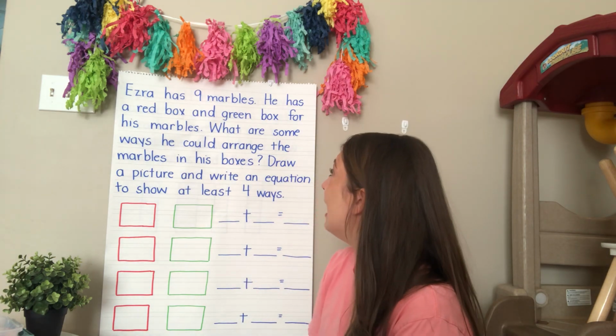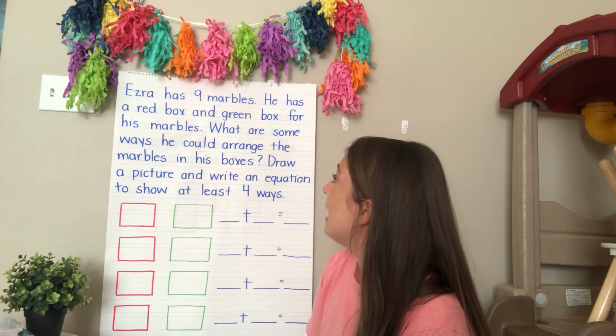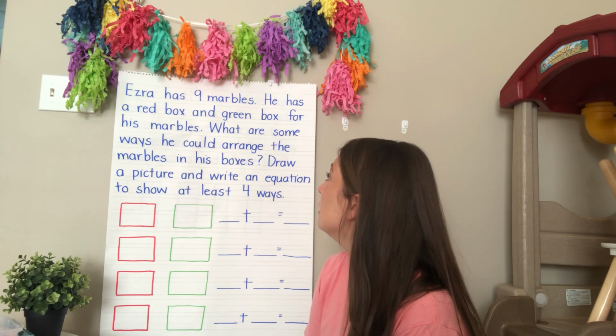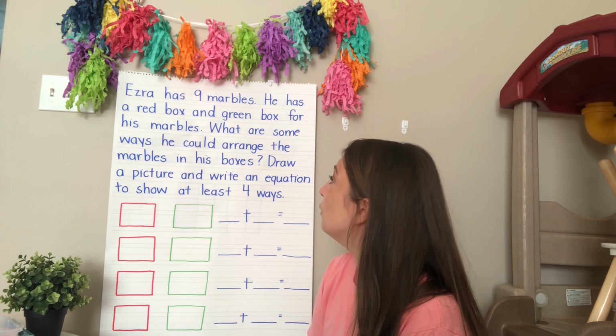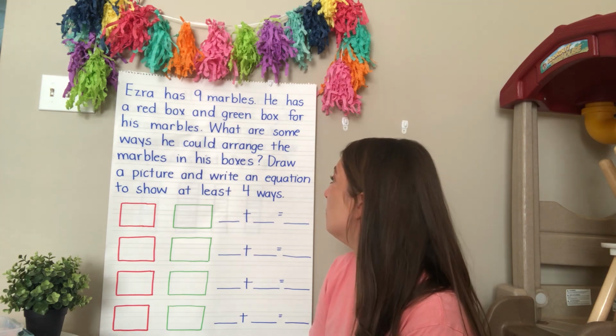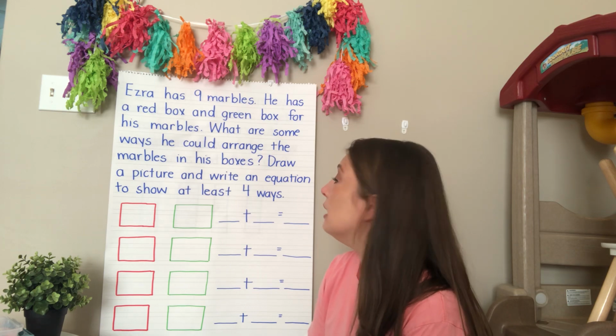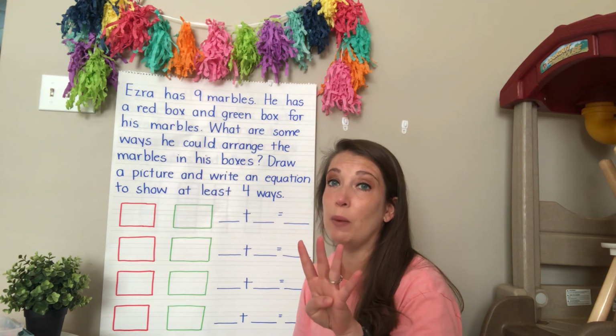Ezra has 9 marbles. He has a red box and a green box for his marbles. What are some ways he could arrange the marbles in his boxes? Draw a picture and write an equation to show at least 4 ways.